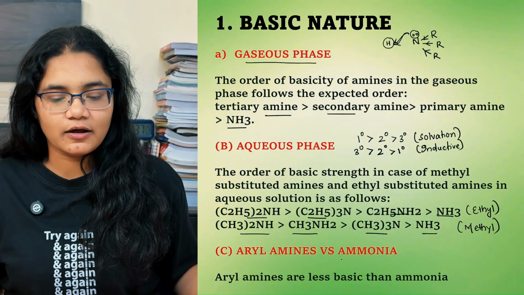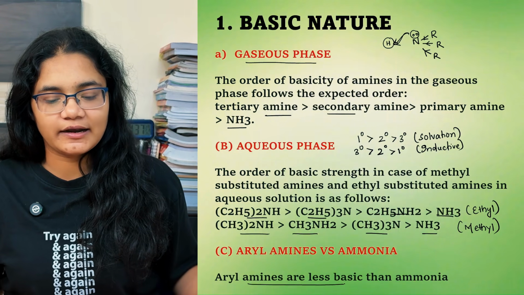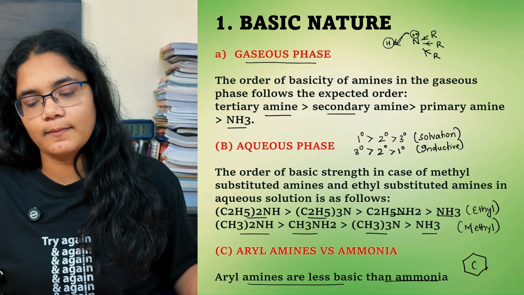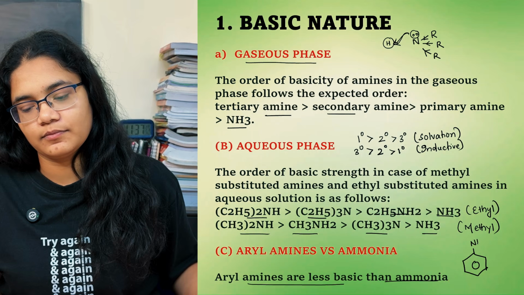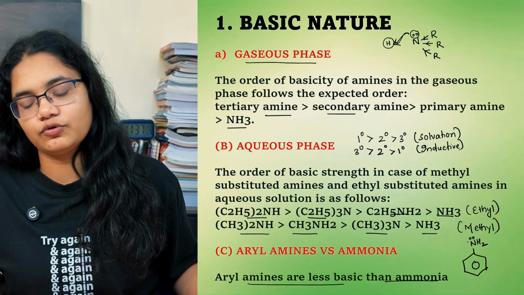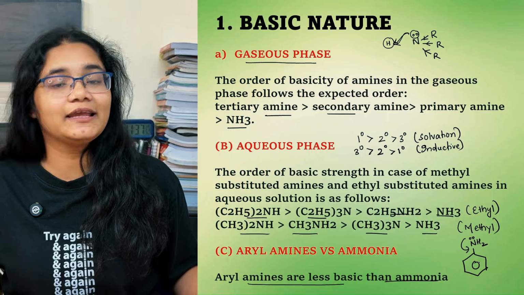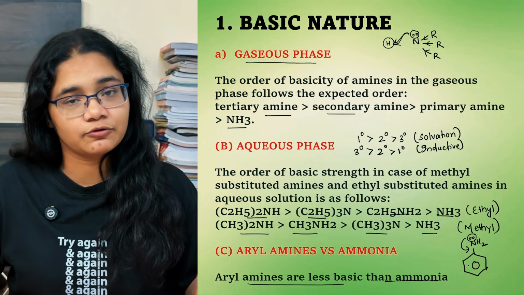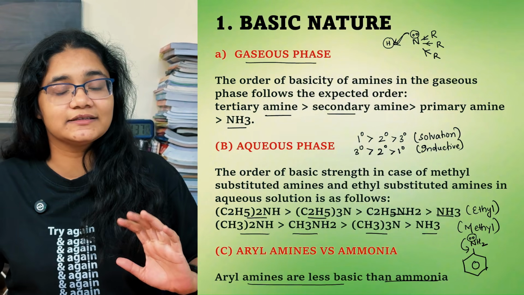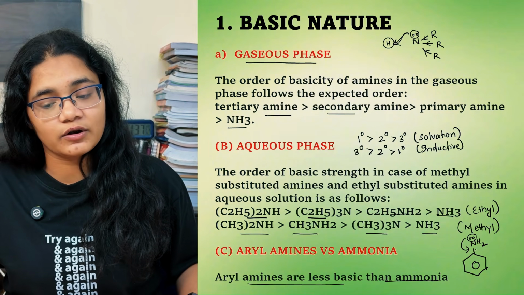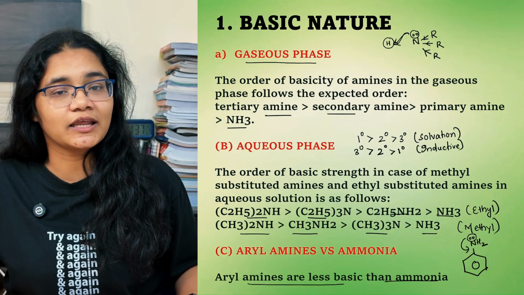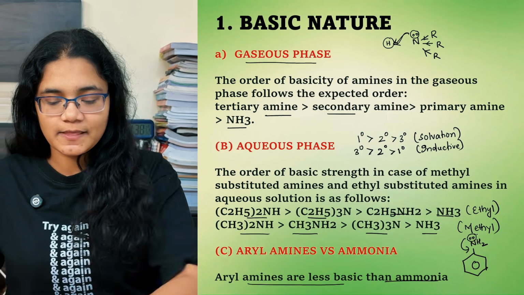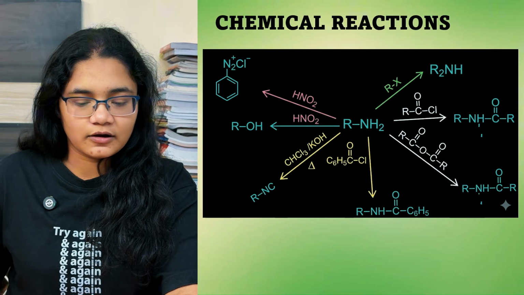Now coming to aryl amines versus ammonia, aryl amines are less basic than ammonia. If you see, you have an NH2 group. Now this NH2 group, the lone pair of electrons are already in resonance. So these lone pairs of electrons are not available for donation, they are involved in resonance. Because they are involved in resonance, they are not available. So donation will not take place, and that is the reason the basicity of aryl amines is less.